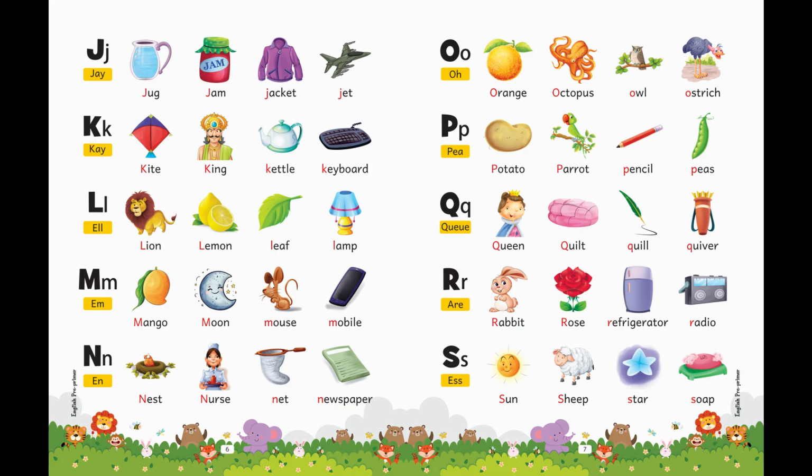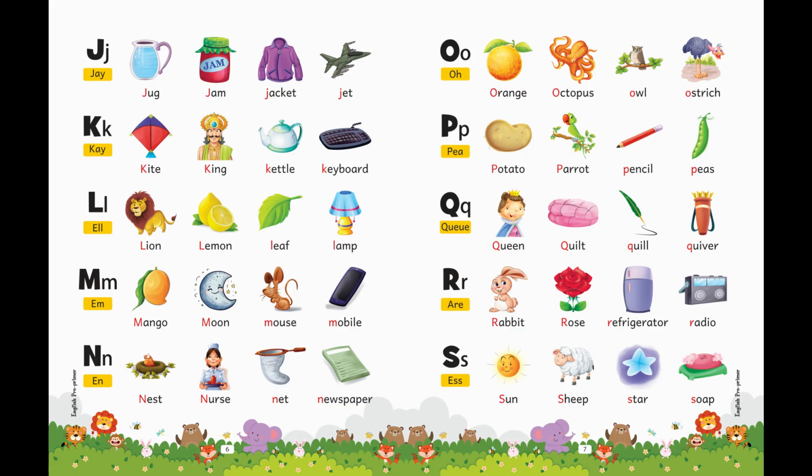O says O. O for orange, octopus, owl, and ostrich. P says P. P for potato, parrot, pencil, and peas. Q says Q. Q for queen, quilt, quill, and quiver. R says R. R for rabbit, rose, refrigerator, and radio. S says S. S for sun, sheep, star, and soap.